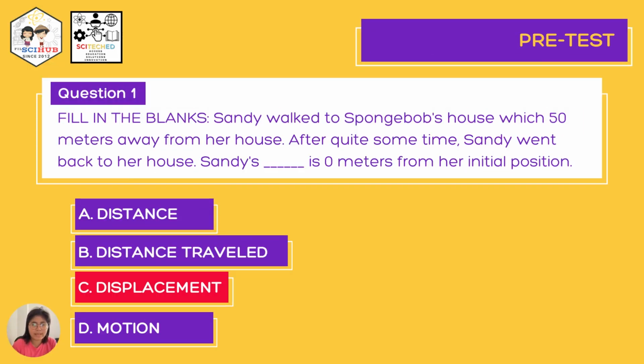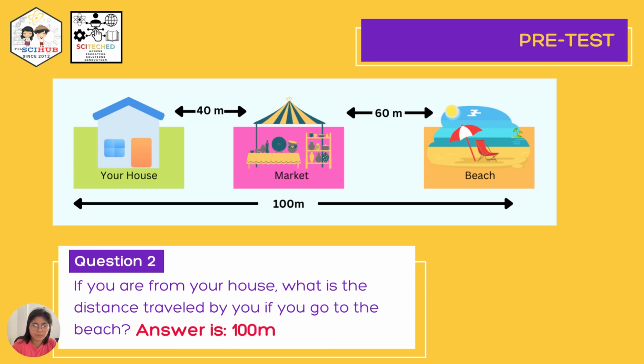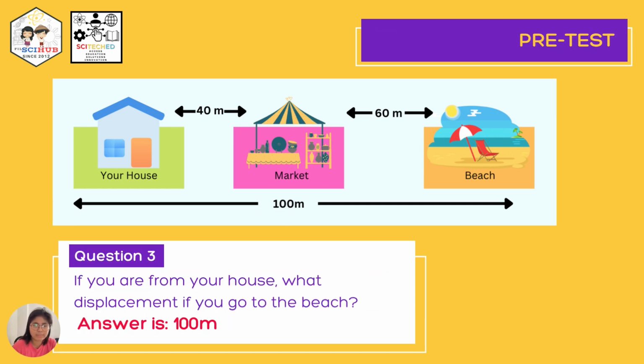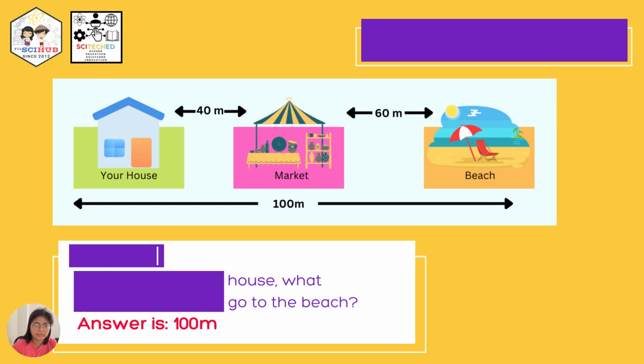So for question 1, the answer here is displacement, because we are talking about how far is Sandy from her initial position, and since Sandy traveled through the problem, we cannot say that this is her distance or distance traveled. Number 2 would be 100 meters. As you can see again in the illustration, your house to the beach is 100 meters. And also this is the same with your displacement, it is 100 meters.